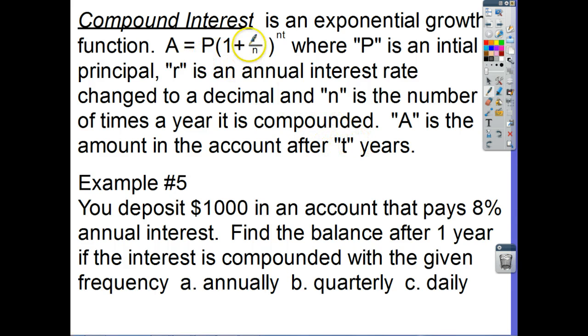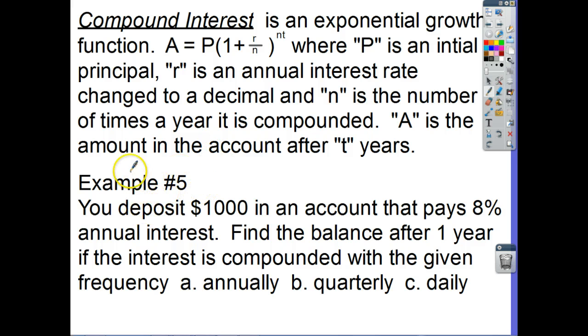Now, if you think about this, this still does fit into the definition of exponential growth because it's 1 plus something that's going to be positive. So that's definitely going to be greater than 1. And this is just a product. So, rather than just t, it's n times t. So it all fits into that.